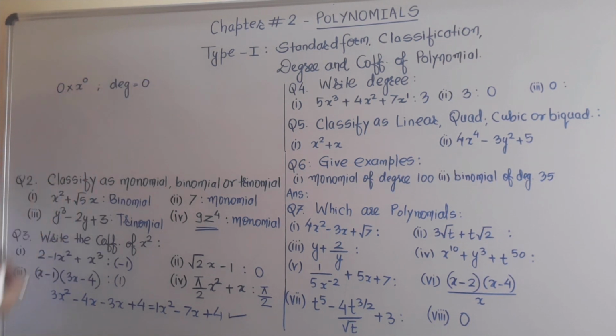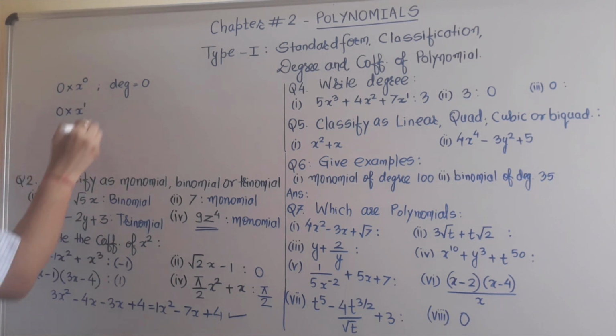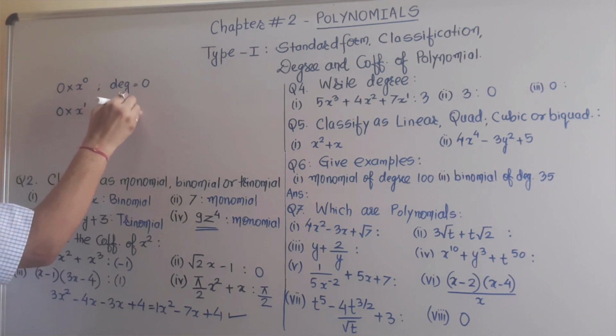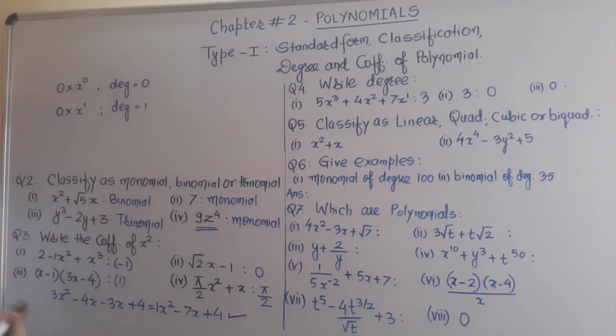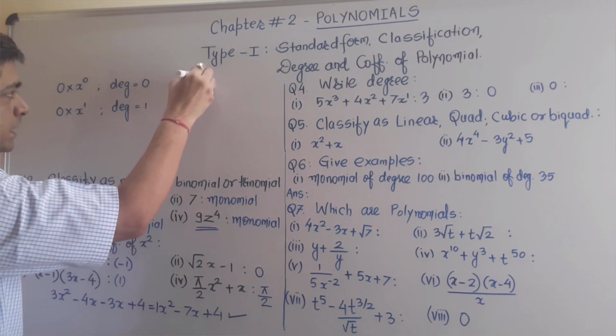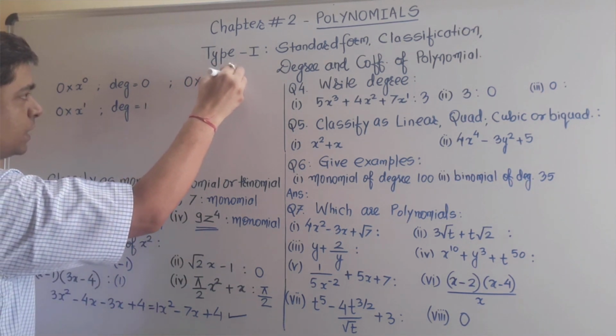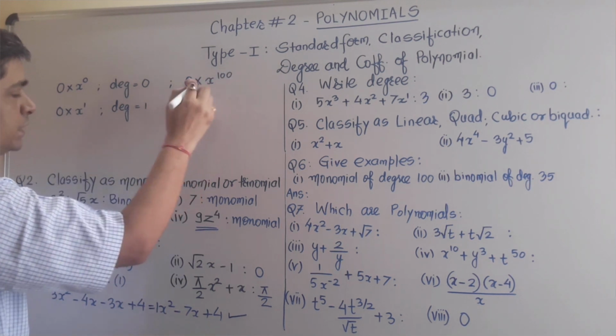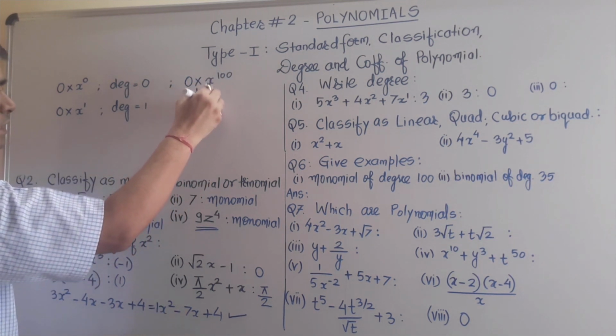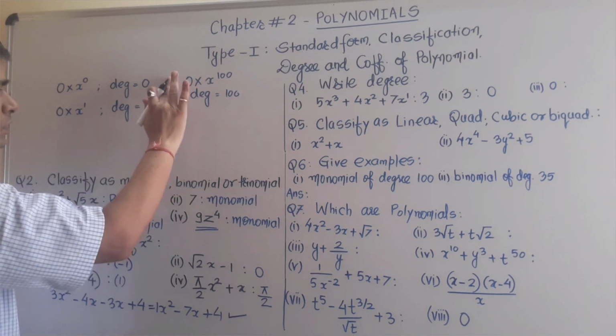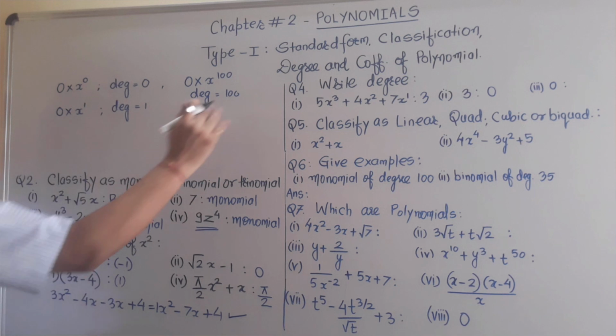Okay, somebody may say, since the total value is 0 only, why can't I write 0 into x to the power 1? In that case, I can say that the degree will be equal to 1. Then again somebody will say, since the total value is 0 only because we are multiplying 0, hence it is becoming 0, so why can't I write 0 into x to the power 100? In that case, what will be the degree? The degree will be equal to 100.